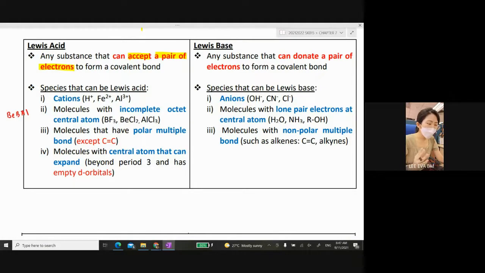Number 3, molecule that has polar multiple bond, such as carbon-carbon double bond, carbon-carbon triple bond. What is meant by polar multiple bond? Madam gives you an example, you can jot down. For example, if I have carbon dioxide, this one is considered your polar multiple bond. Or maybe sometimes you see a structure like this. I can see my carbon double bond, so it's a multiple bond.